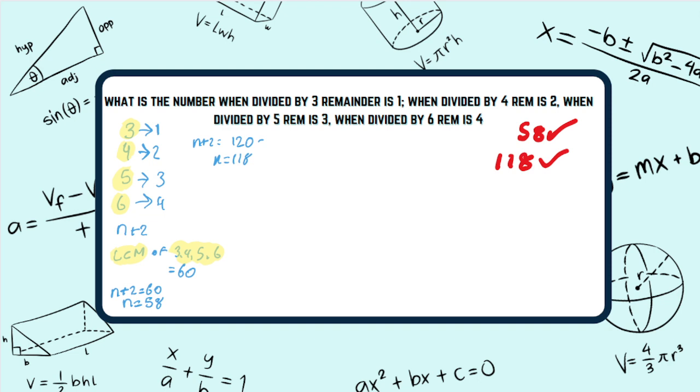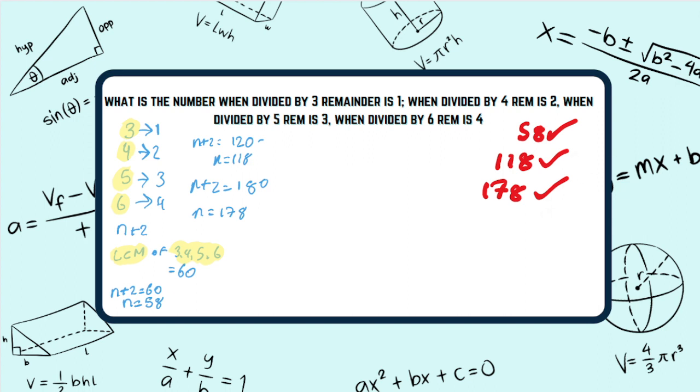And same if you say n plus 2 is equal to 180, so n equals 178. So 178 would also be another solution. You can check these at home if you want, but these are all solutions.